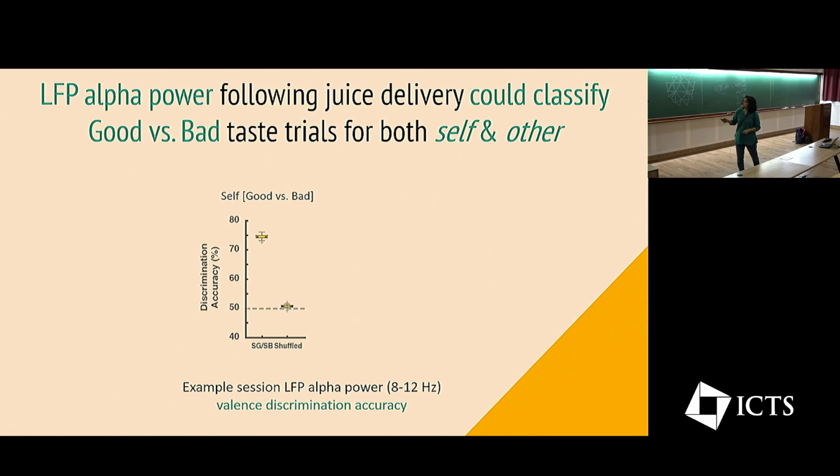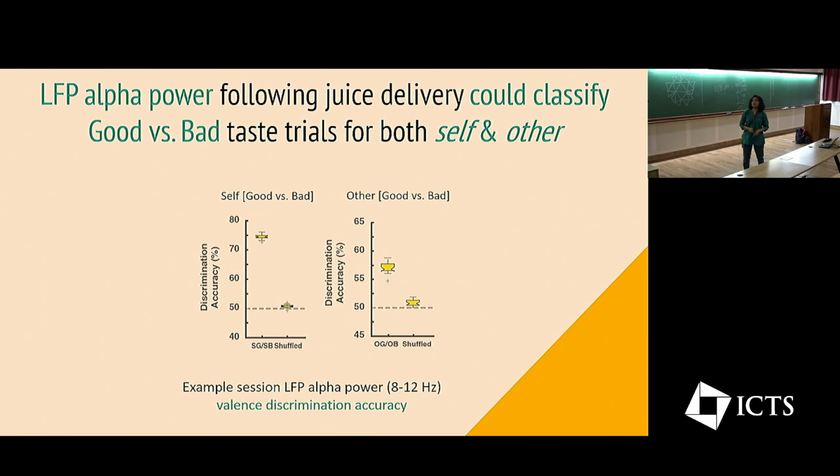And we found that this LFP alpha power was sensitive to the outcome valence of not only self trials, that is SGSP, but also for other trials. So in some sense, if you just look at the activity of these neurons after the reward was received, whether it be me or the other monkey, these neurons were sensitive to the valence of that outcome, is what this is telling you. And how did we arrive at this? The y-axis here is the discrimination accuracy. The process is something similar to what we were discussing in the previous talk about classification, right?